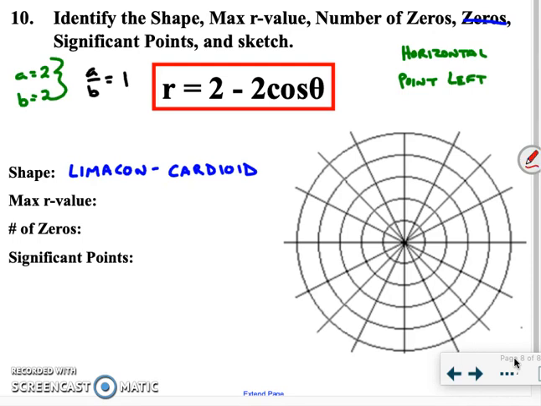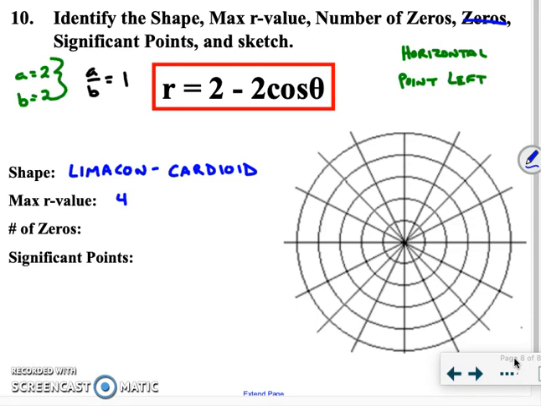The maximum R value, different than our Rose curve, we can't just say it's equal to A or it's equal to B, but this is where we're actually going to find the absolute value of A plus the absolute value of B. So in this particular case, we're finding the absolute value of 2 plus the absolute value of 2. So for that reason, we could say that our max R value is going to be 4. Now the difference between Limaçon and the Rose curve is that in the Rose curve, that max R value is going to be obtained or touched or hit as many times as we have petals. For a Limaçon, that's not necessarily going to be the case. So we know that we have a max R value of 4. That's just kind of a good to know type thing.